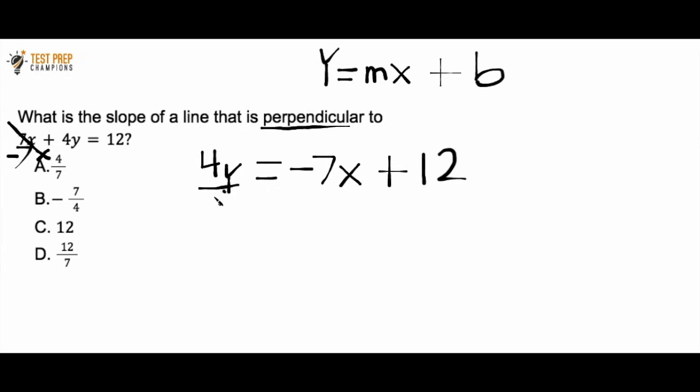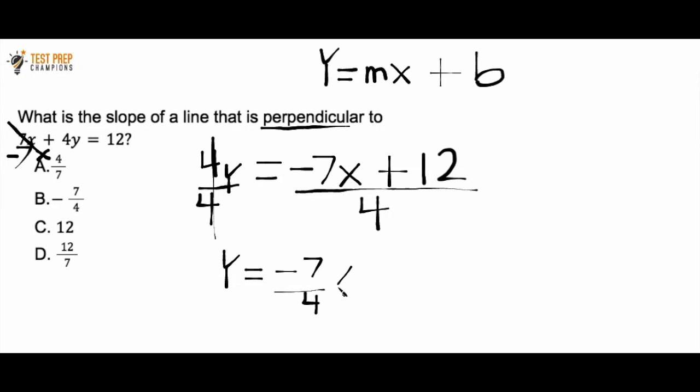Now I want to deal with this 4. So if I want to get rid of the 4, since it's 4 times y, 4 divided by 4 is just 1. 1 times y is just y. But now what I have to do is divide both numbers here by 4, since whatever I do to one side, I also have to do it to the other. So I could rewrite this as y equals negative 7 over 4x plus 12 over 4.